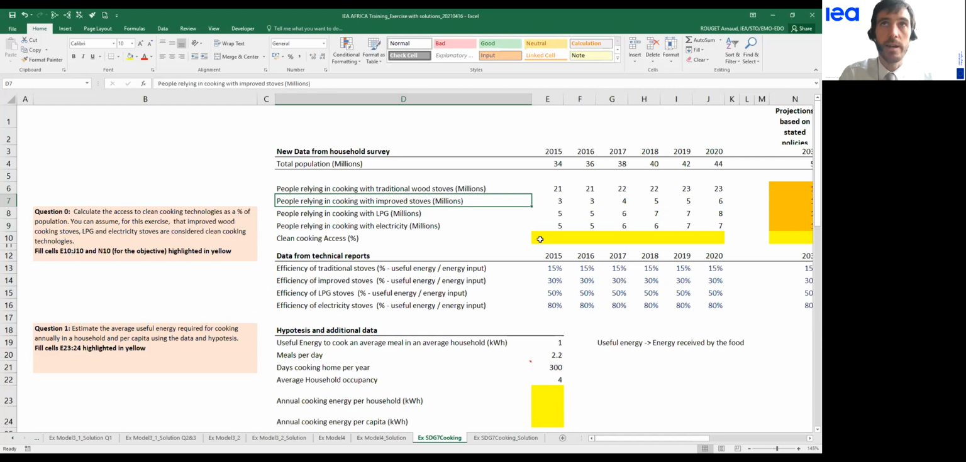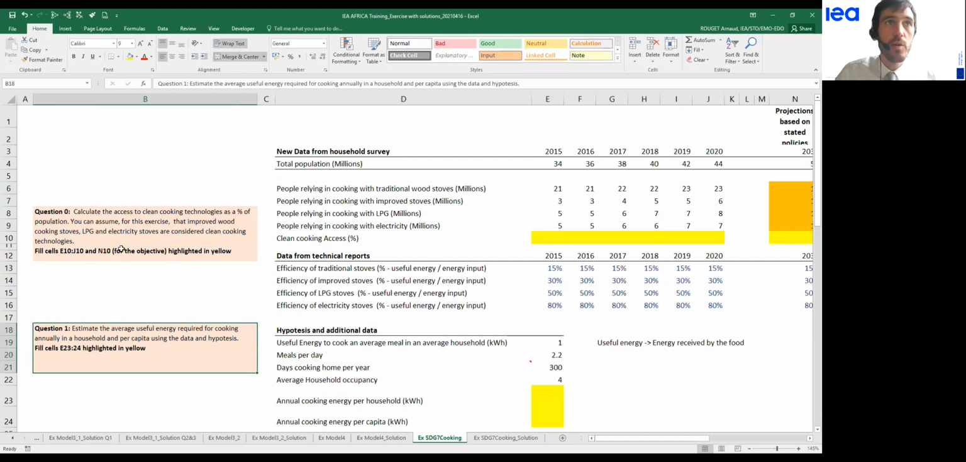indicator of the UN, and based on our definition, access to clean cooking requires to have some modern fuel or modern use of fuels, and that would mean here that electricity, LPG, and improved biomass cook stoves are under the category of clean cooking, whereas traditional wood stove are not. So basically, the share of people with clean cooking is all those using those improved solutions.